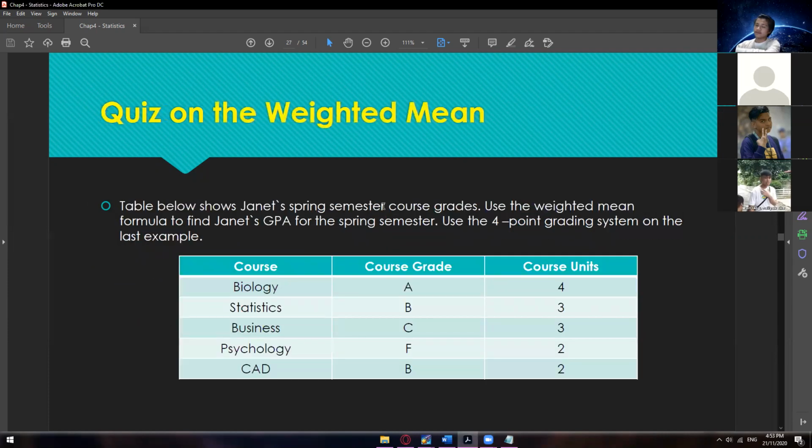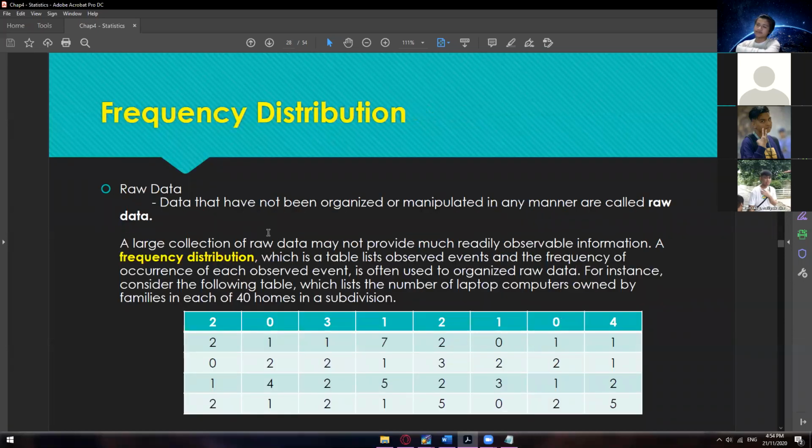I'm not sure about the others who didn't answer, maybe they're doing something. Anyway, right after your example, you're going to have a quiz, which is super similar to the past example. We have the same concept, just a different name. Dylan became Janet, and her courses now have more than Dylan's. We have five subjects, and here are your equivalent grades and the equivalent weights or course units. I'll be leaving this one to you guys. Next one is frequency distribution.